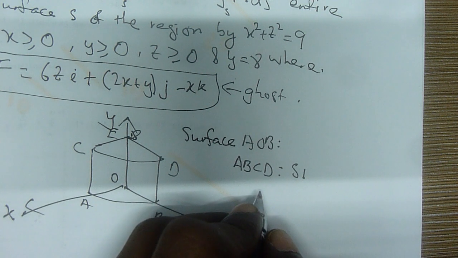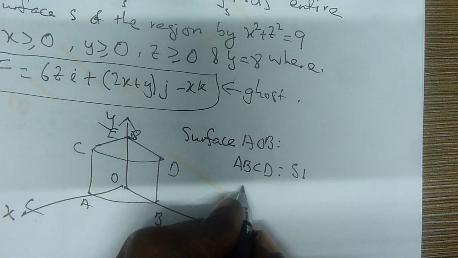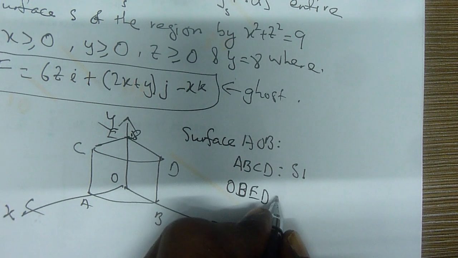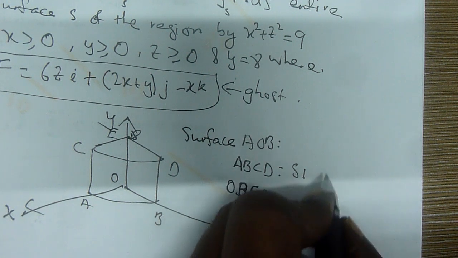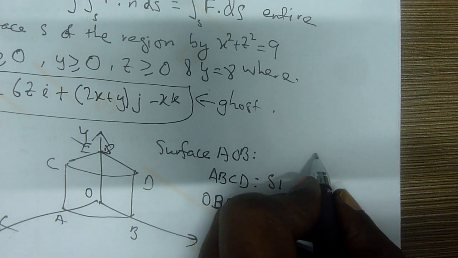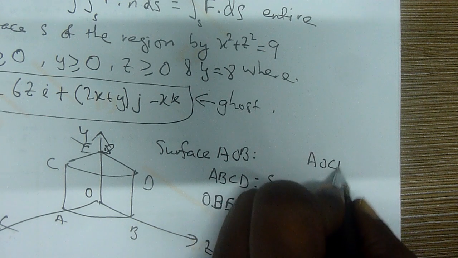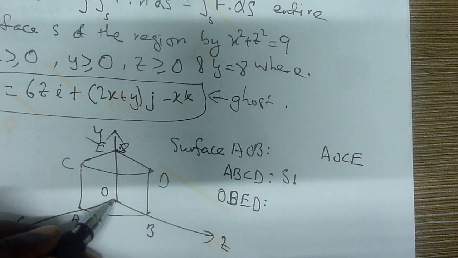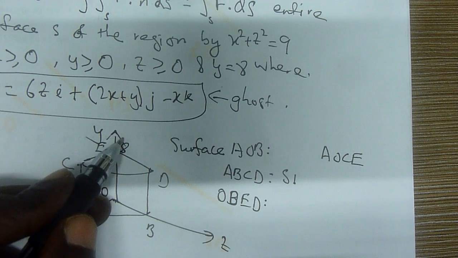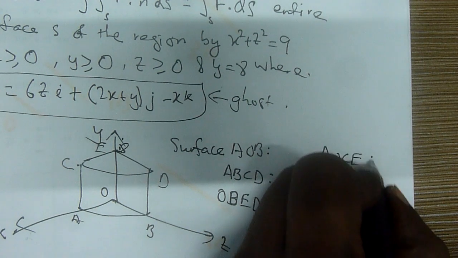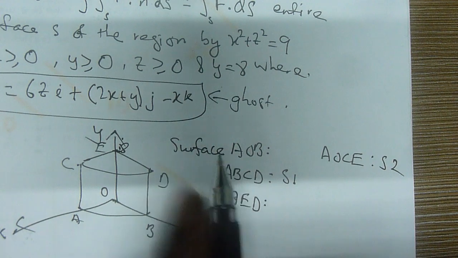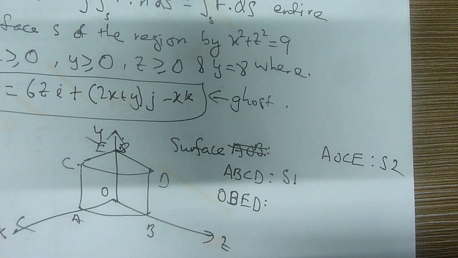And OBED. What happened? I forgot to write AOCE. What is that? AOCE, this one I call S2. ABCD is S1. If you don't like it, leave it like that.